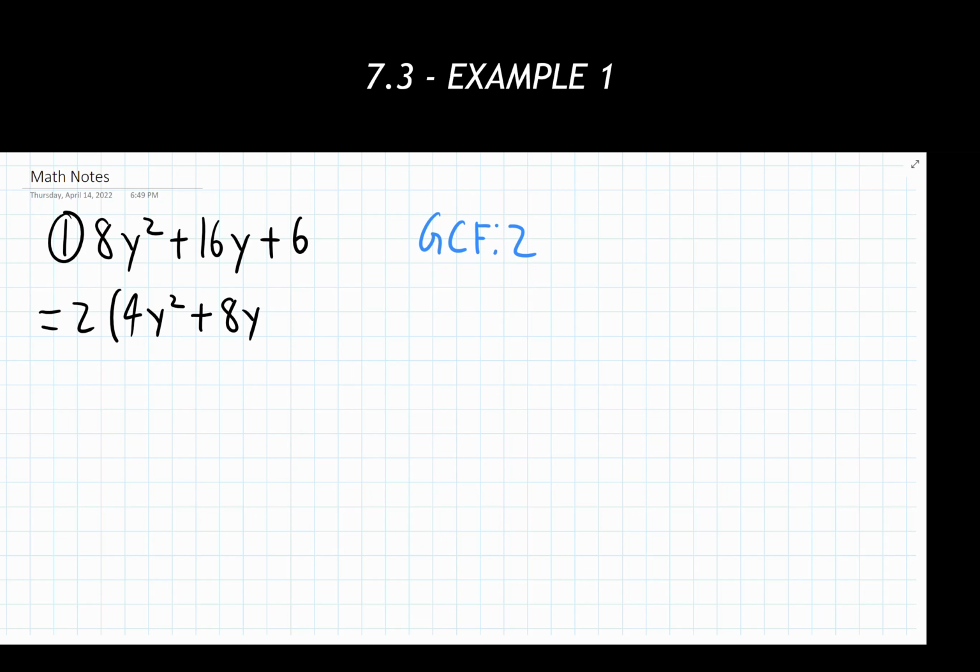And this 3 at the very end, or this 6 at the very end, spoiler alert there, is going to become a 3. So I now have my first step done. The greatest common factor has been pulled out. It's sitting out front here.